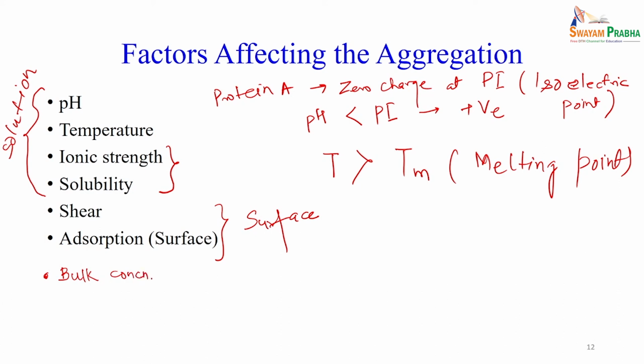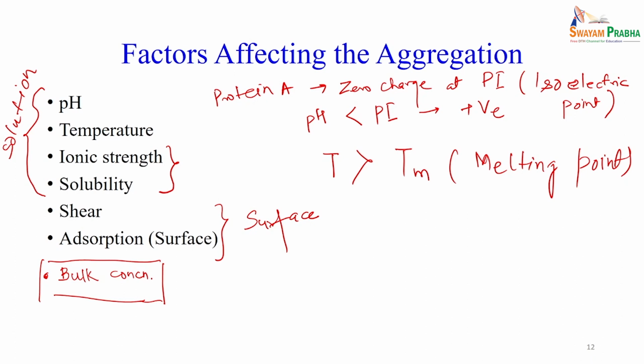So, if you increase the concentration of the protein, there will be molecular crowding that may also induce protein-protein interactions. But particularly in the physiological condition, this effect of bulk concentration is not significant, because we cannot play with the concentration of a protein in the bulk, especially in the body condition or the physiological conditions.